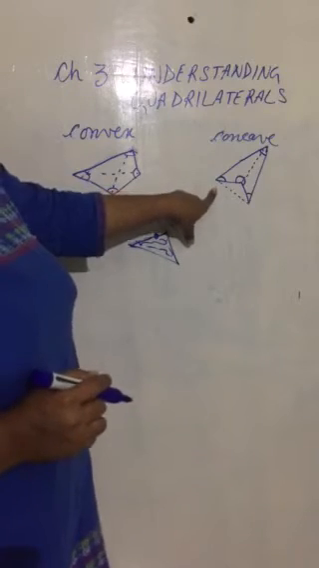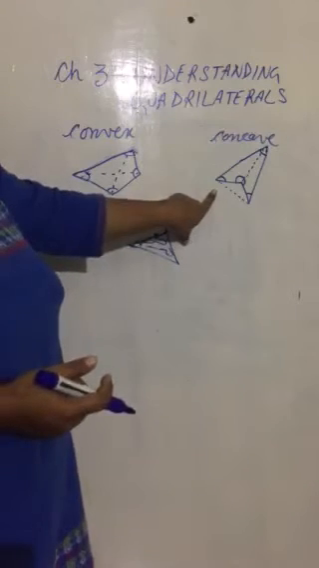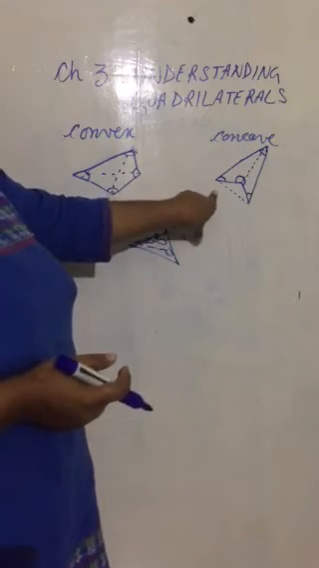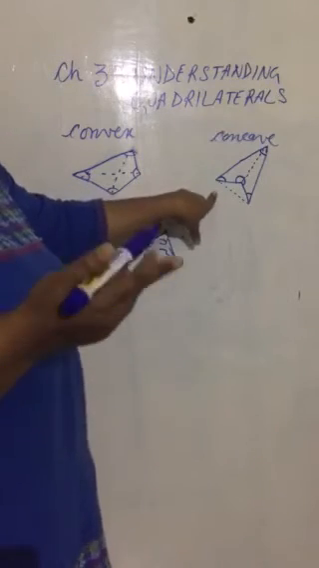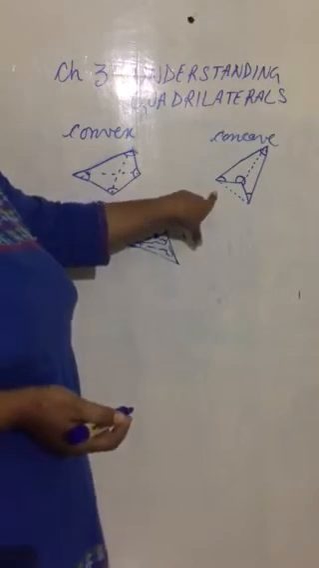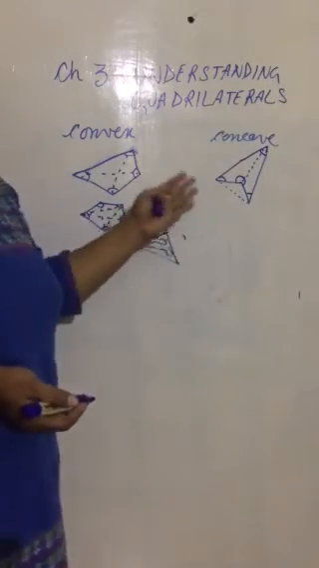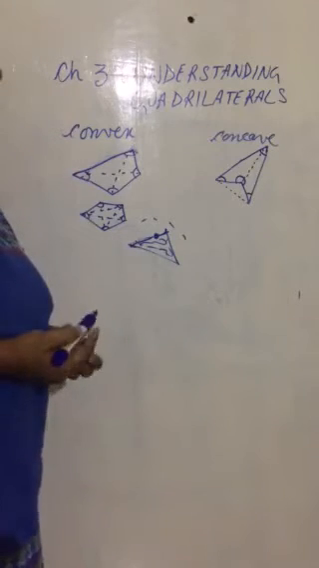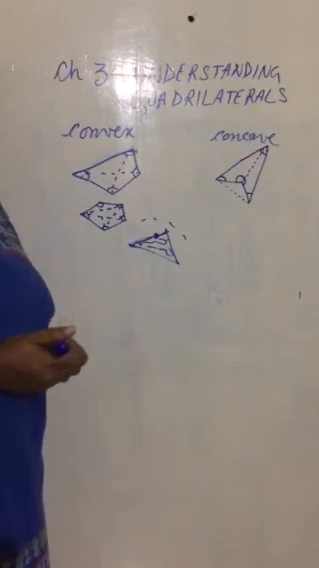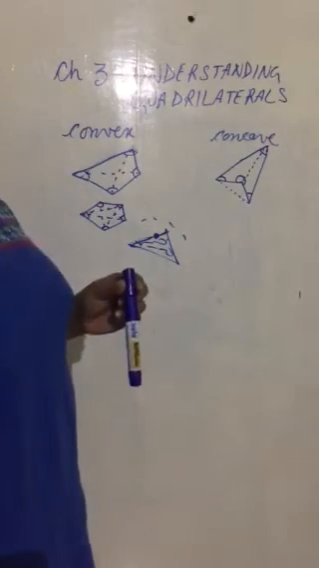So in a concave polygon, at least one angle should be more than 180 degree, and in that figure, one of the diagonals will be lying in the exterior of the figure. That is called as a concave polygon. I hope I am clear. Okay. So this is convex and concave polygon.